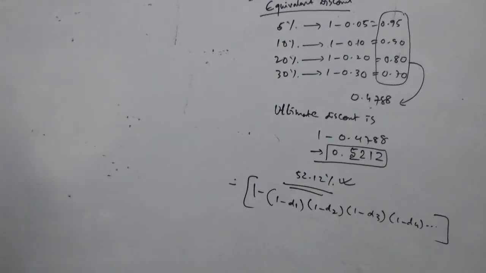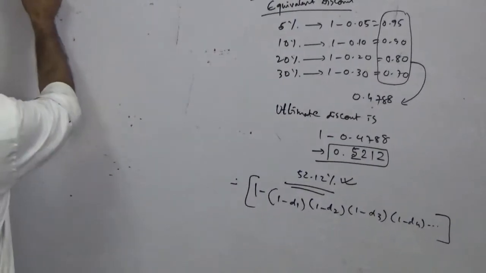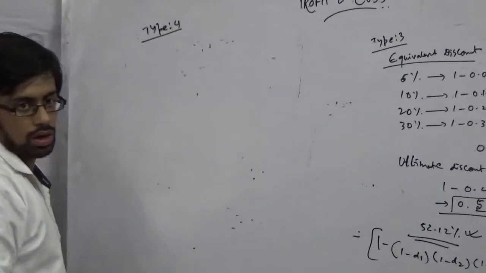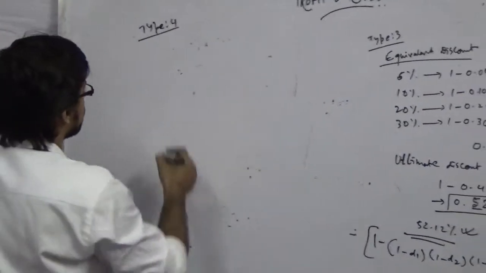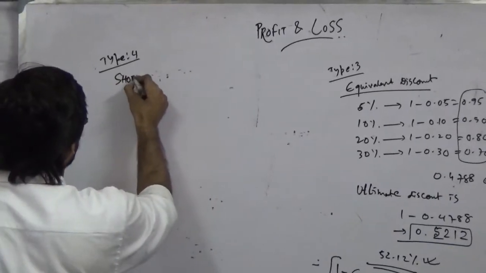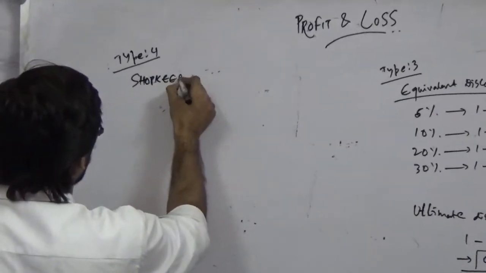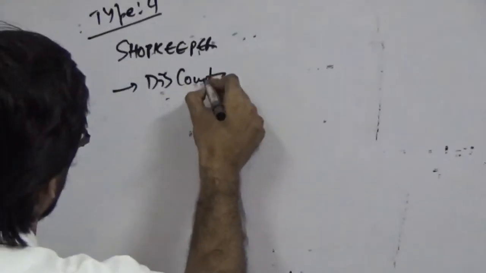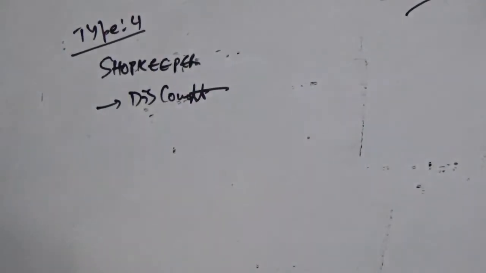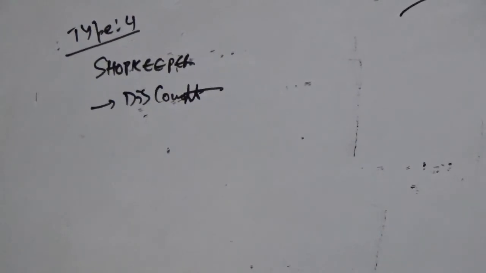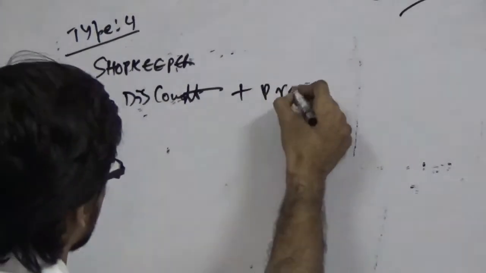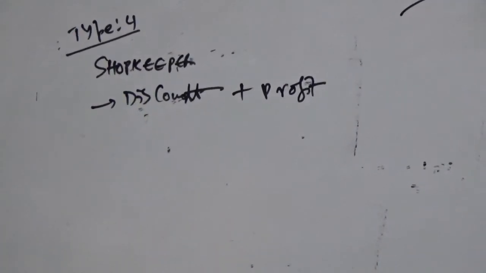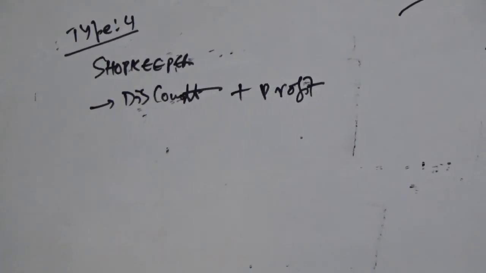Now sometimes in type 4, think of yourself as a shopkeeper. Don't always think of yourself as a consumer. As a shopkeeper, you give a discount, and then you also want to make a profit. This type is discount plus profit, from the shopkeeper's point of view. So what happens if I give you a discount, and then I also want to make a profit?